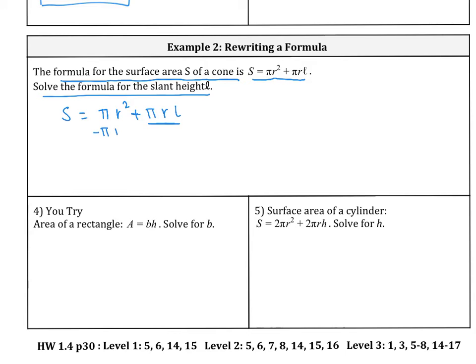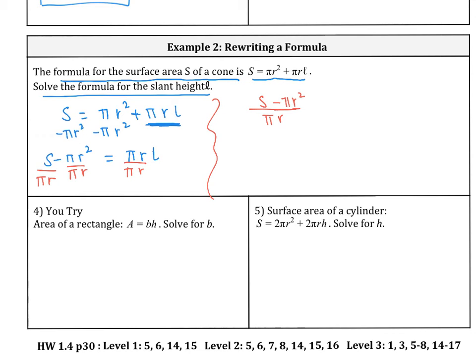So you're going to subtract pi r squared from both sides, and pi r L would be by itself. Now you're going to solve for L, so you're going to divide each term by pi r. So it's going to be S minus pi r squared, divided by pi r, equals L. So this is your answer for L.